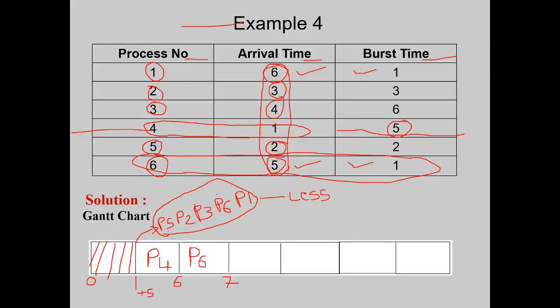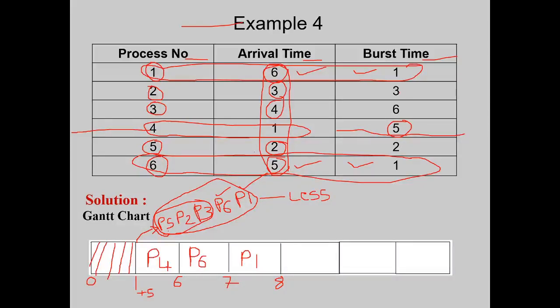Now process P6 we have completed. Now next process which has arrived with less time is process P1 now. Allocate the process P1, which has less burst time, that is 7 to 8. Now we have already finished process P1 also. Now these three processes are remaining.